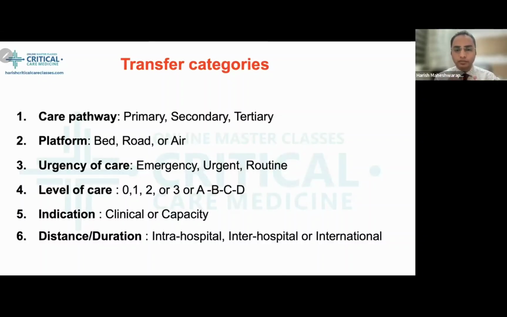Or our patient has sepsis with a drop in blood pressure, and you don't have a modality for ventilator therapy, so that needs an urgent transfer category. Routine means, for example, you admitted a patient and found incidentally there is a mass, so you need to evaluate further with maybe a PET scan or other modalities of imaging.